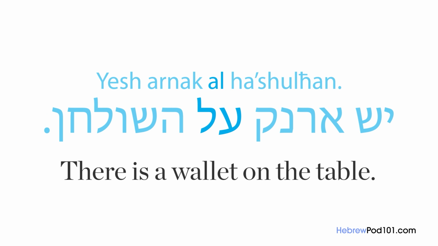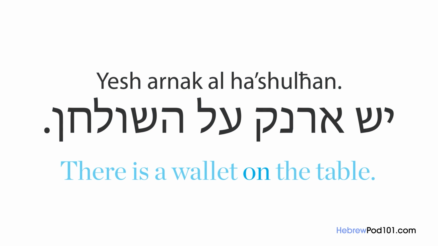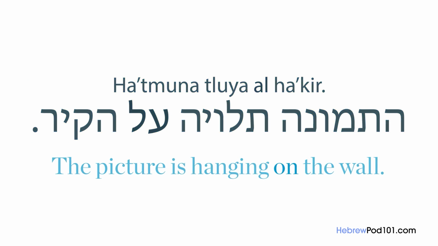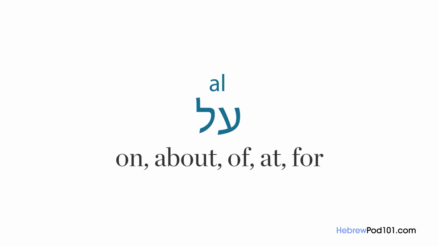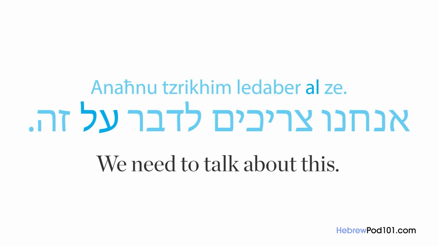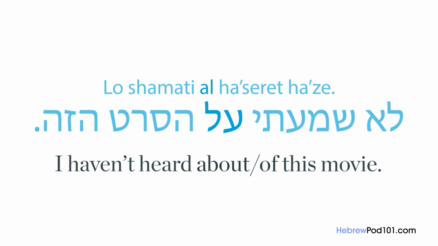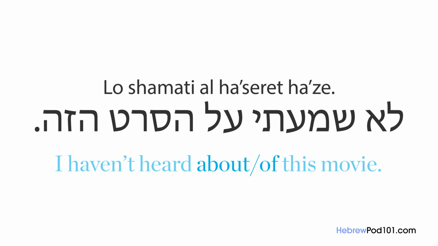יש ארנק על השולחן. There is a wallet on the table. התמונה תלויה על הקיר. The picture is hanging on the wall. Here are some examples of the word al when it means about or of. אנחנו צריכים לדבר על זה. We need to talk about this. לא שמעתי על הסרט הזה. I haven't heard of this movie.